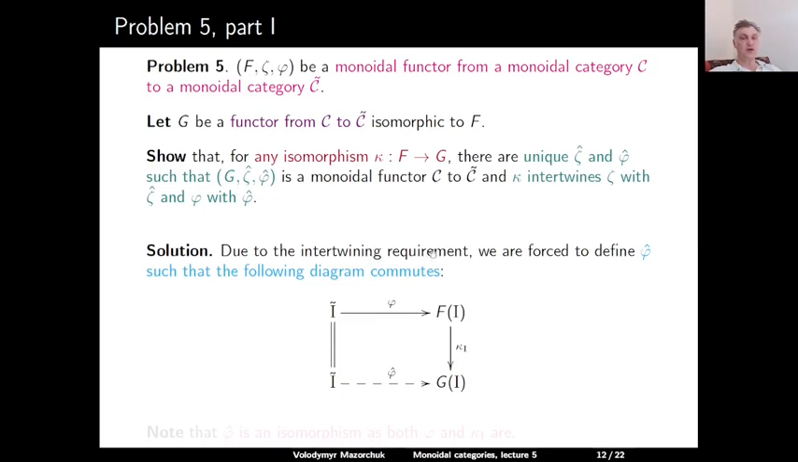Solution. Since we require that kappa intertwines phi and phi hat, we can only define phi hat such that the following diagram commutes. So we have the identity in C tilde, the identity tilde, and then we have the map phi to f of the identity in C, and then we have the identity in C tilde and the equality between them, and then we have our natural transformation kappa from f of I to g of I. So we define phi hat such that this diagram commutes. Note that both phi and kappa are isomorphisms, so phi hat is an isomorphism.